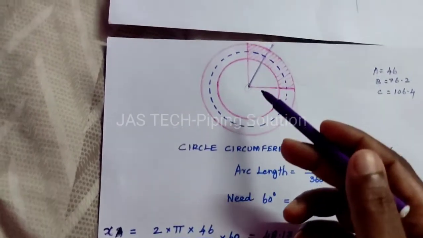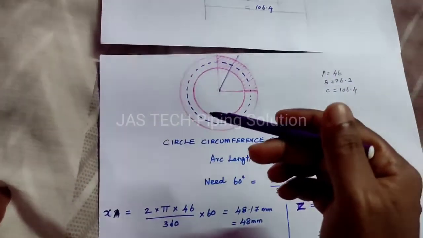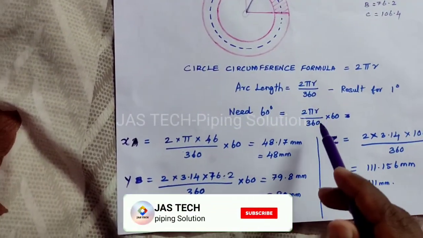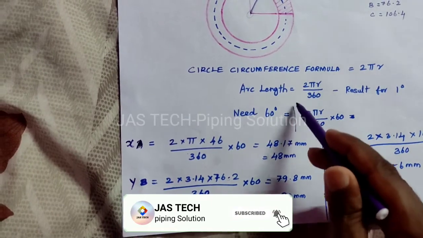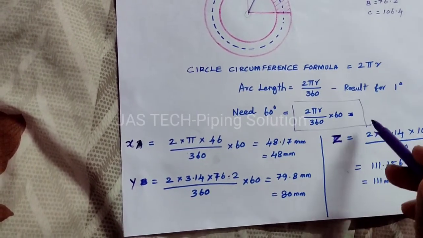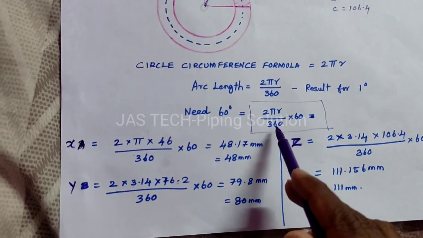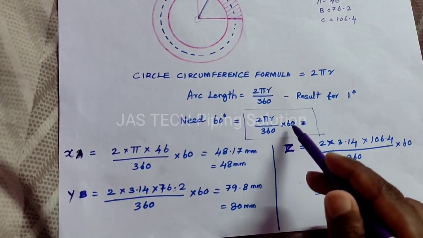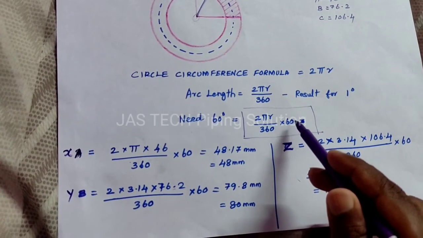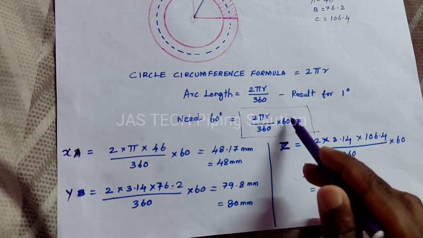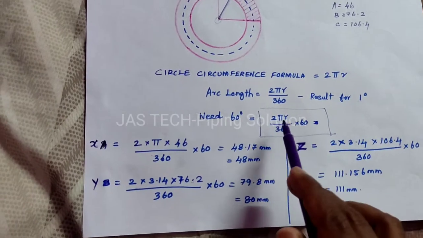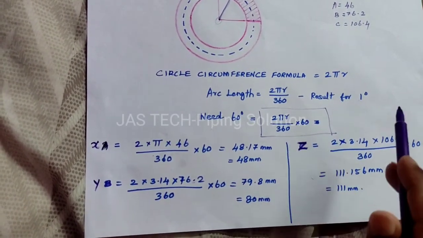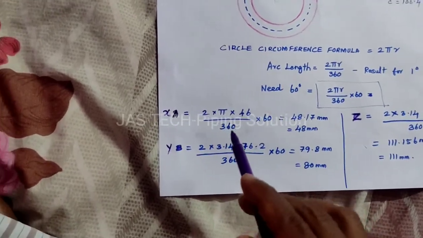But we need 60 degree elbow cutting. So the formula is 2 pi r divided by 360 multiplied by 60. If you want to cut a 45 elbow, you put 45 here. If you want to cut a 30 degree elbow, you put 30 degree here. So the formula is this one: 2 pi r divided by 360 multiplied by degree. So we apply this formula.